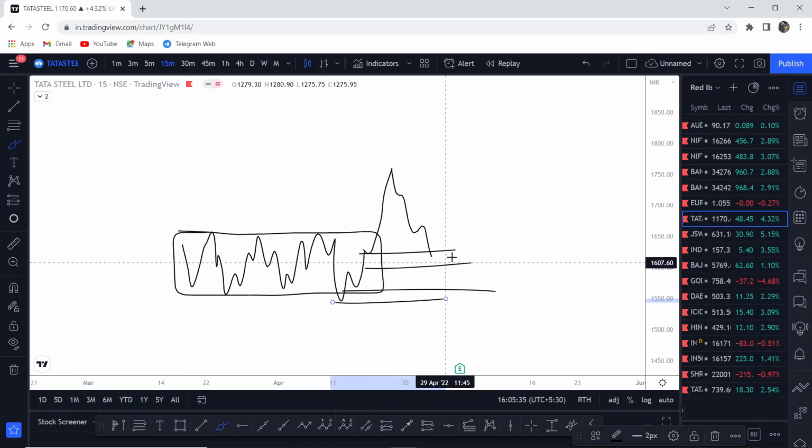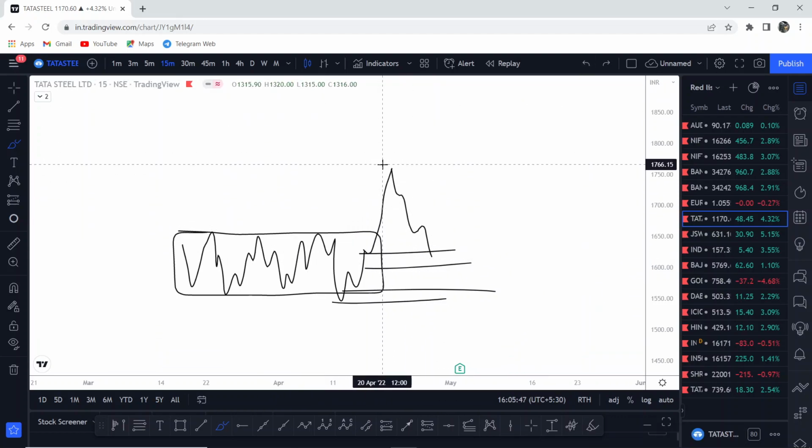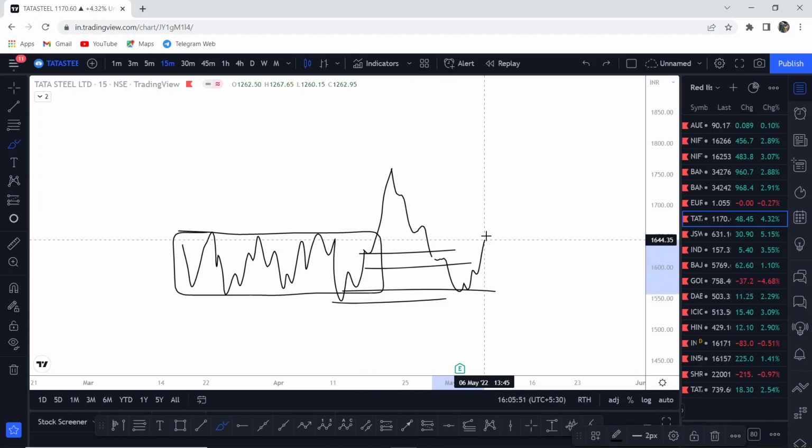Okay, so we'll try to understand that in the coming few minutes. But you don't have to trade this breakout, you don't have to anticipate this breakout. What you need to anticipate is the pullback. You have to anticipate the pullback here, and then you have to anticipate some moves from here.